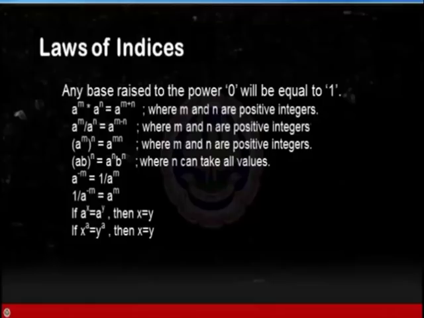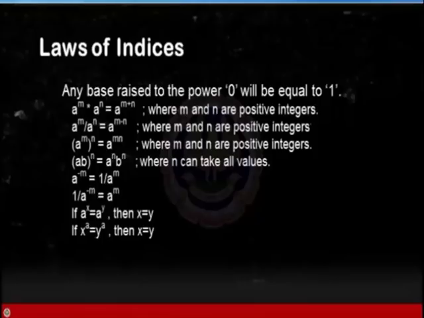So if there's a division between two numbers, we can have the subtraction of the powers. The base remains the same. Then the third law is if we have something like a to the power m whole raised to the power n, this can be written as a to the power mn. So both the powers can be multiplied.